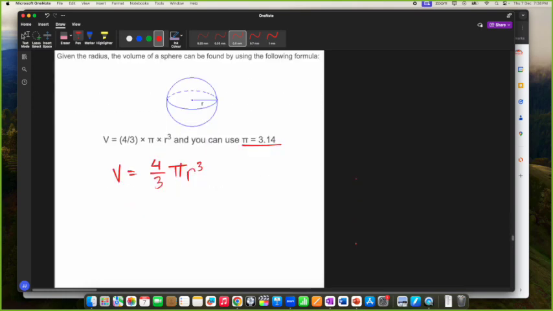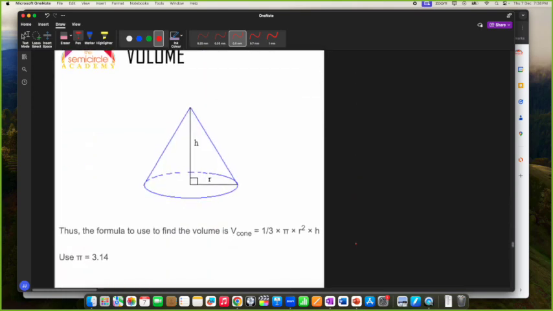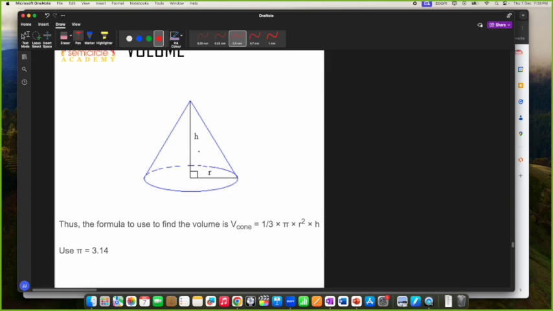So there's the formula for a sphere. Then you have the volume of a cone. So the volume of a cone is 1/3 pi r squared h, where h is the perpendicular height. So make sure you make a note of that. h is the perpendicular height.